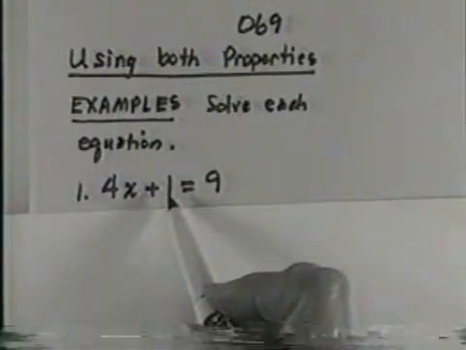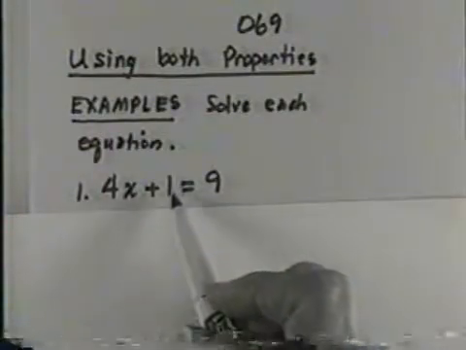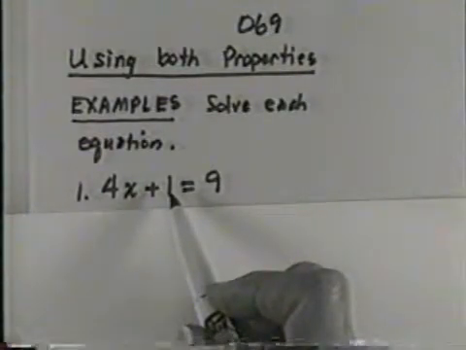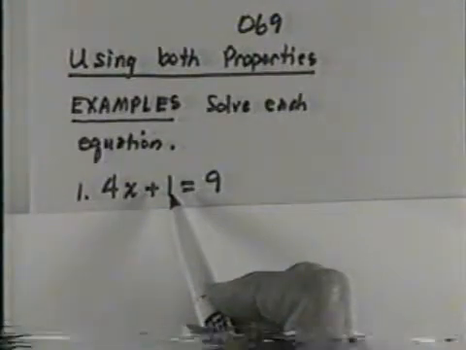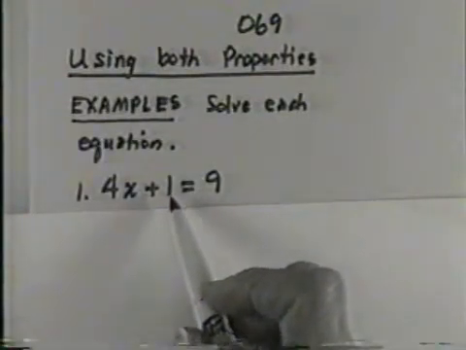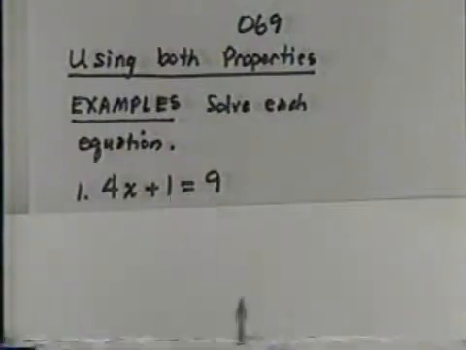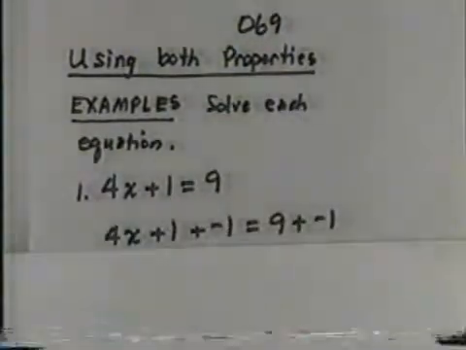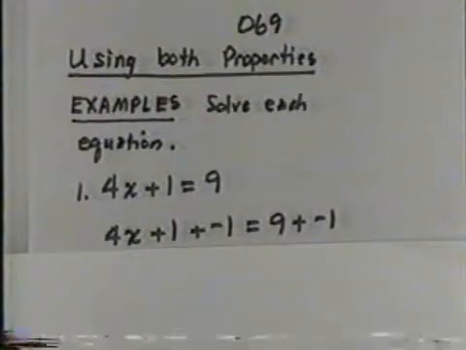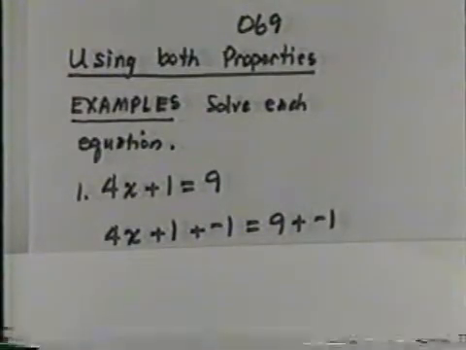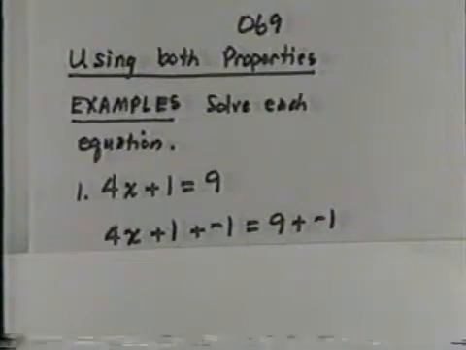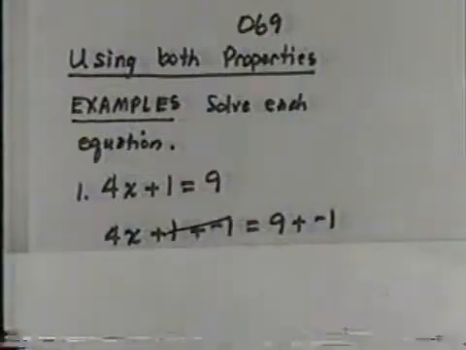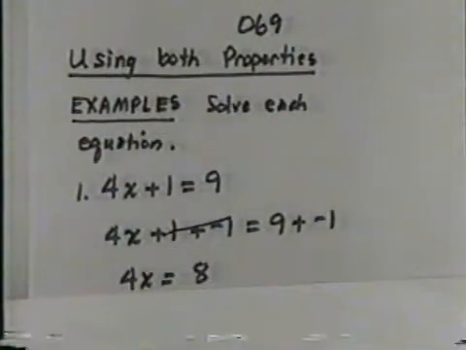Always, we will begin in this type of equation by eliminating the extra term. We'll undo the adding before we tackle the multiplication. We'll undo this adding 1 by adding the opposite of 1. So let's add negative 1 to both sides of the equation. This gives us 4x plus 1 add negative 1 is equal to 9 add negative 1. The negative 1's add out on the left-hand side, leaving us with 4x. On the right, we get 8.